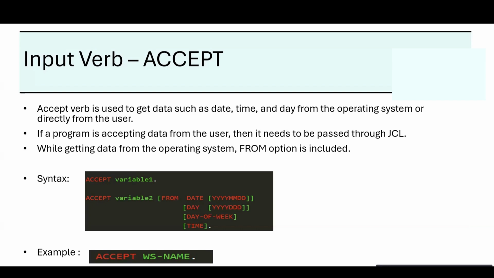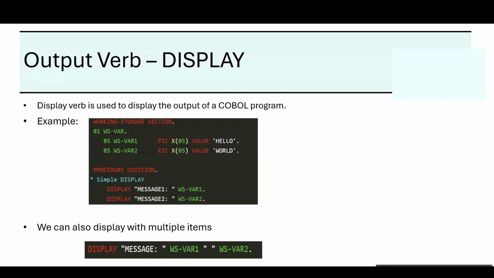Moving on to another thing: we discussed input and output. The input part we have discussed. Now we are studying the output part, which is DISPLAY. The DISPLAY statement is used to present output to the user, whether prompts, results of calculations, or confirmation messages. The DISPLAY statement helps guide the user through the application, making the process more interactive and effective.